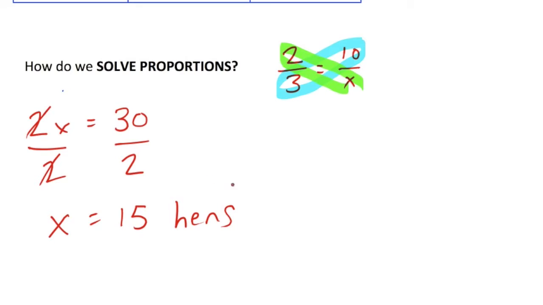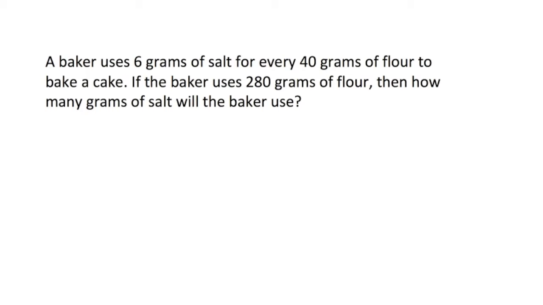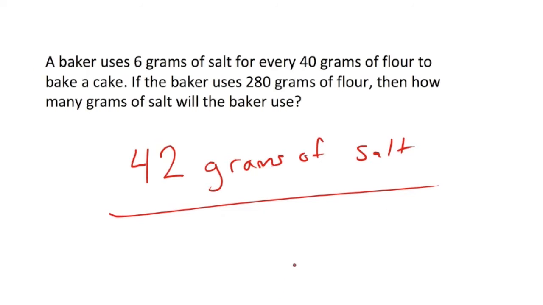Let's go ahead and try a practice problem. In this practice problem, a baker uses 6 grams of salt for every 40 grams of flour to bake a cake. So, if the baker uses 280 grams of flour, then how many grams of salt will the baker use? What I'd like you to do is go ahead, hit pause, and try this problem on your own. Go ahead and do that now. Welcome back. I'm going to give you our answer in 3, 2, and 1. Your answer is 42 grams of salt.